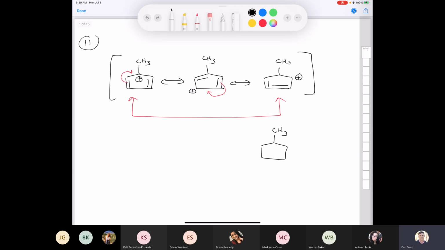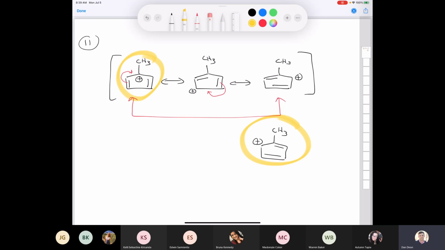Sorry. Do I have my double bond in the wrong place? Yeah, I do. So let me fix this double bond. There we go. All right. But they have it drawn like this, which again is the exact same thing. So that means that these two are resonance structures of each other.